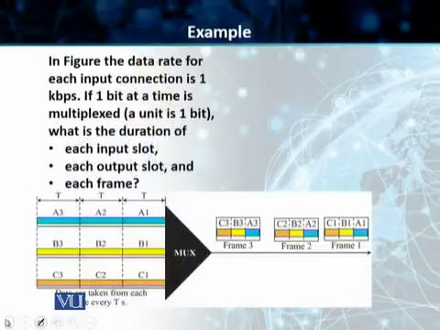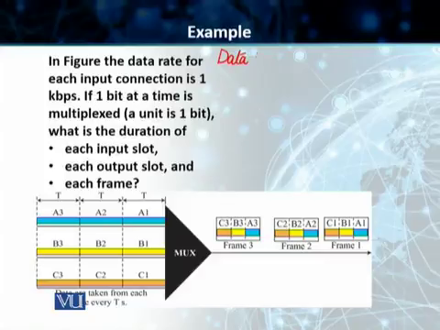Students, we did an example study of synchronous TDM. This example relates to synchronous TDM as well, and this also relates to the concept of time slots and frames that we have already gone through. Students, in the figure we have got the data rate for each input connection, which is 1 kilobits per second. If one bit at a time is multiplexed, so the smallest unit is 1 bit, what is the duration of each input slot, what is the duration of each output slot, and what is the duration of each frame?